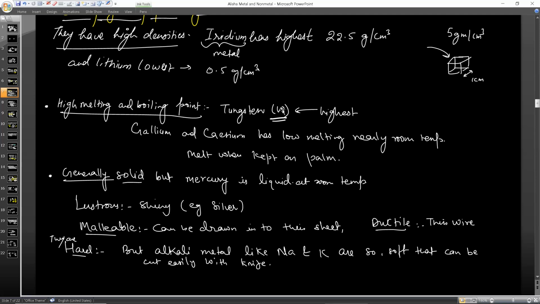So what is written after they have high densities? What is the reason that they have high densities? Because the force of attraction between the particles of metal is very large, very high. That's why more particles come together.